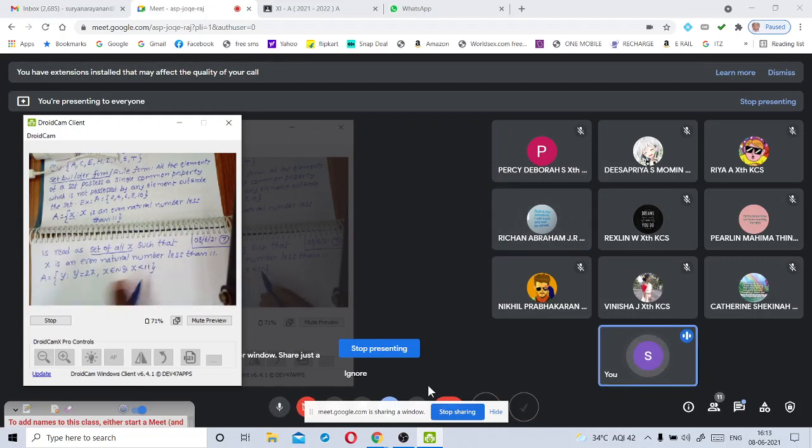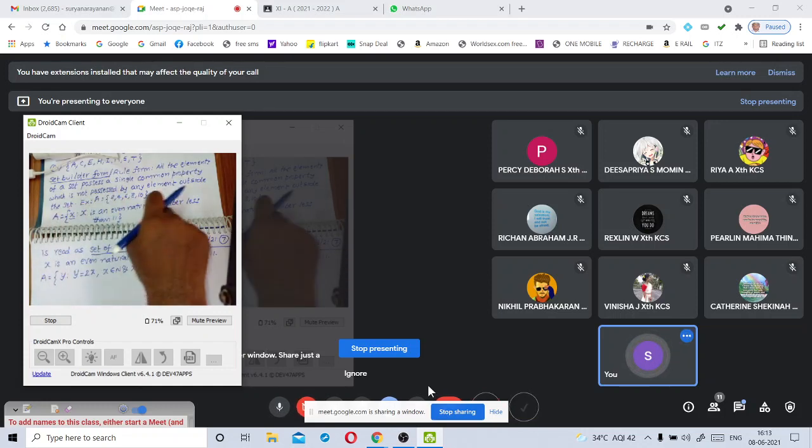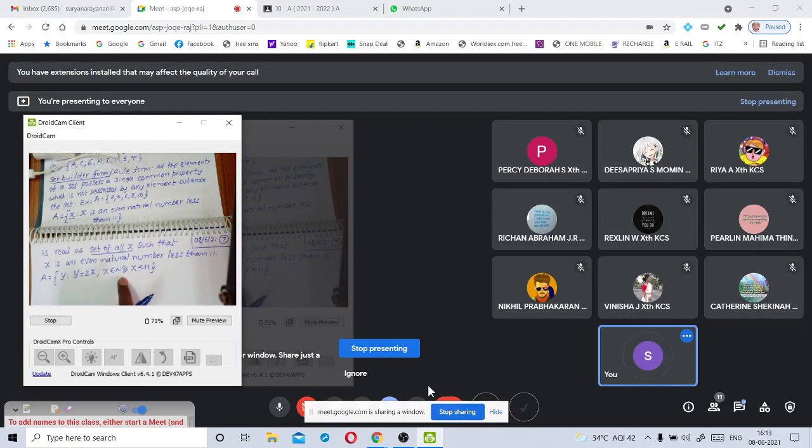Very good. We can write the same set in different ways. In the set builder form, there is no unique answer. We can write the same set like this or like this. Both answers are correct.